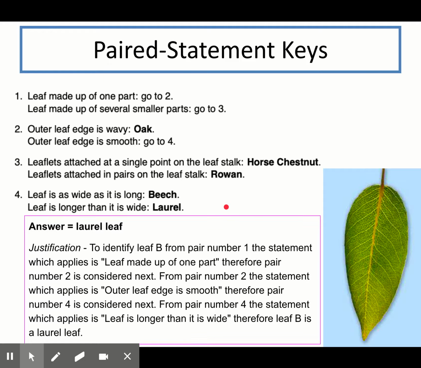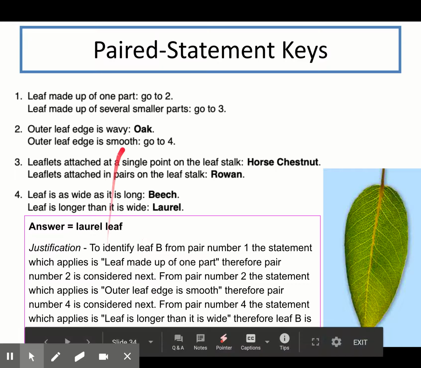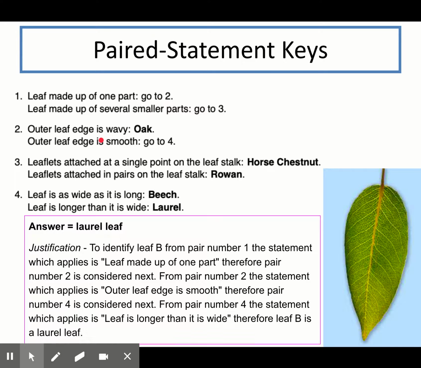Okay, so this one is a laurel leaf. So again, to identify leaf B from pair 1, the statement which applies is the leaf is made up of one part. So this time I go to question number 2. When I go to question number 2, for pair number 2, the statement which applies is the outer leaf edge is smooth, so it tells me to go to question number 4. I go to question number 4, and for this one, the statement which applies is the leaf is longer than it is wide, so that means it is a laurel leaf.